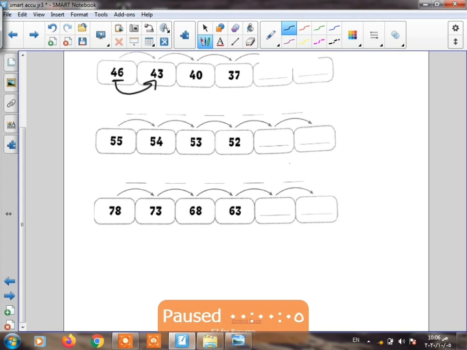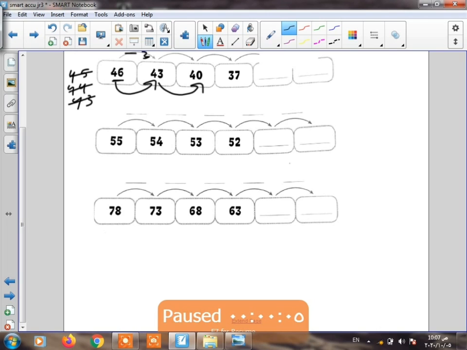Before 46 we have 45, 44, and 43. So we make minus 3. We have here minus 3. After that, we have 43 became 40.